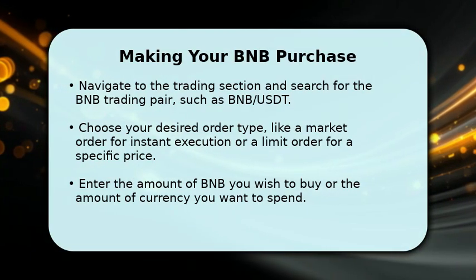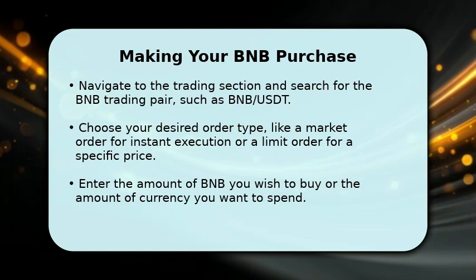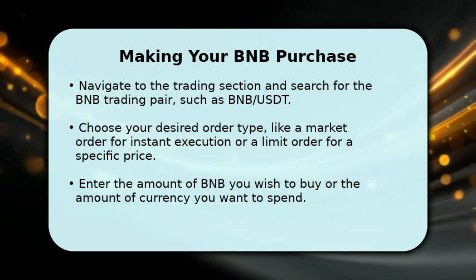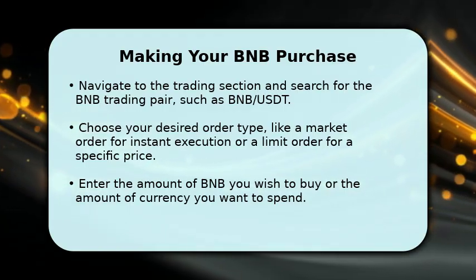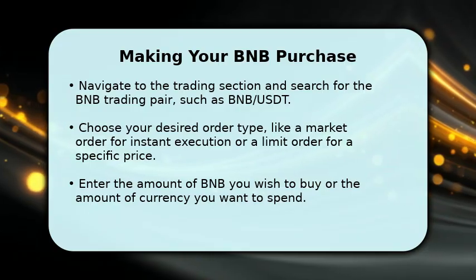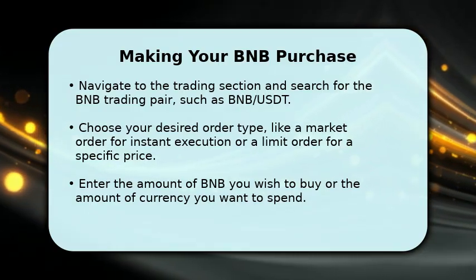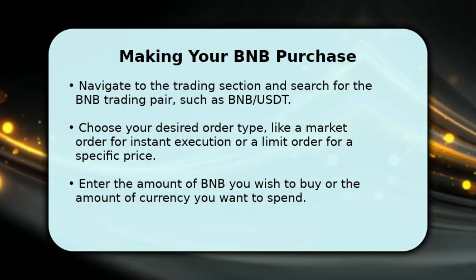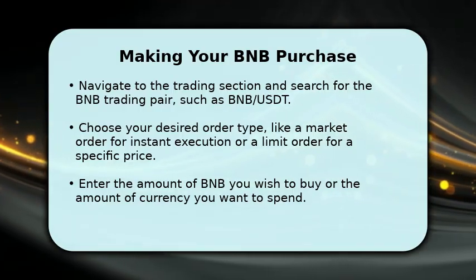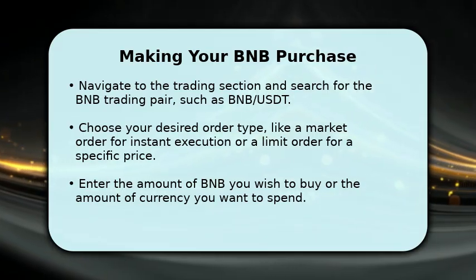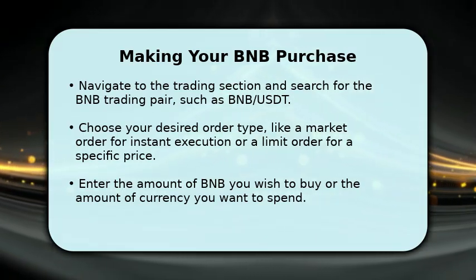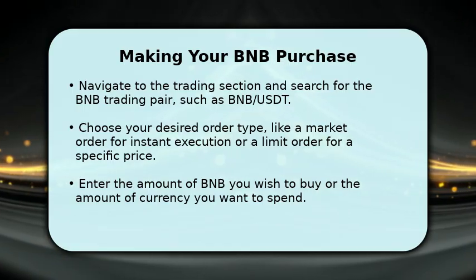After funding your account, head to the trading interface on your chosen exchange. Look for the BNB trading pair, often listed against stablecoins like USD. You'll then select your preferred order type. A market order buys immediately at the current price, while a limit order lets you set a specific price. Input the quantity of BNB you want or the amount of currency you're spending, then confirm your purchase.